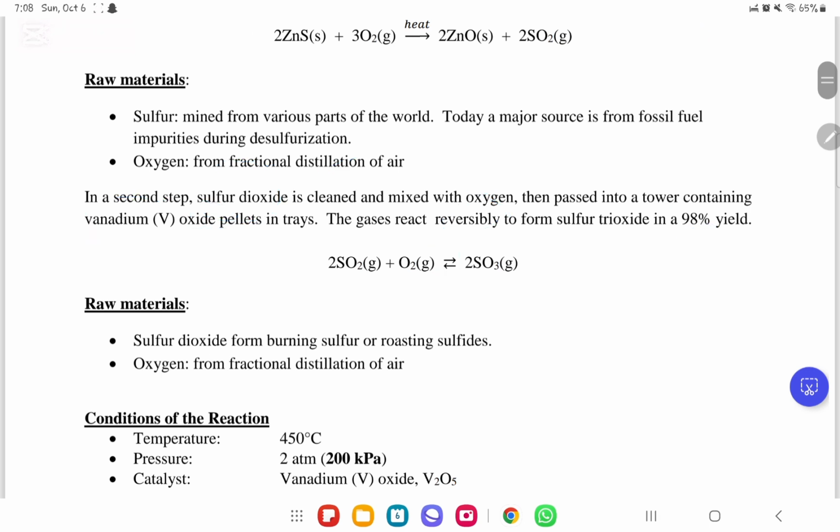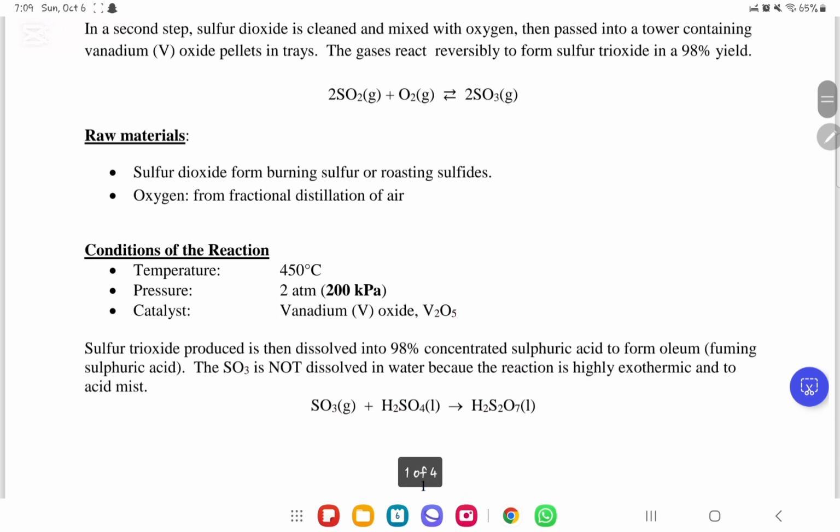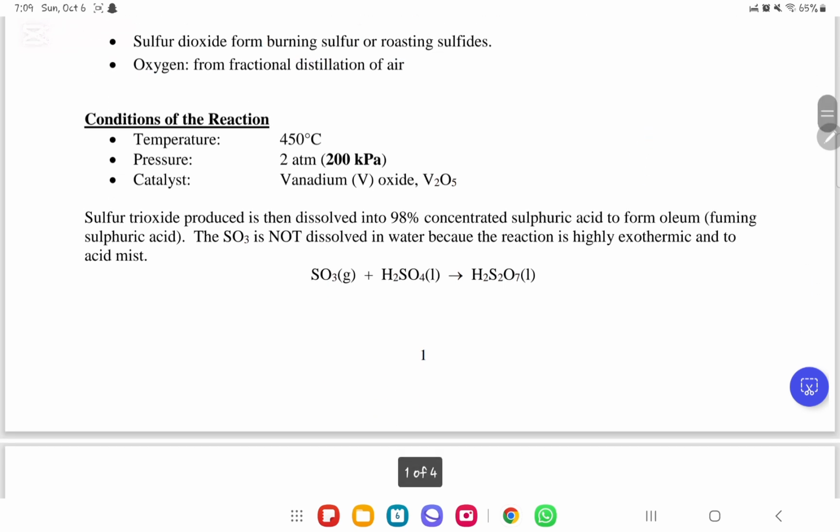Meaning, we did our first step here, and this is our second step over here. So we're doing what? Sulfur dioxide plus our oxygen with the help of vanadium 5 oxide, which is our catalyst, to produce sulfur trioxide. Now, our raw materials were sulfur dioxide, which we obtained from burning sulfur or roasting sulfides, and oxygen, which we got from fractional distillation of air, but not any air, our liquid air. Now, our conditions of the reaction. The temperature of the reaction has to be 450 degrees Celsius. The pressure has to be 2 atmospheres or 200 kilopascal. And our catalyst, as we said, is vanadium 5 oxide, or V2O5.